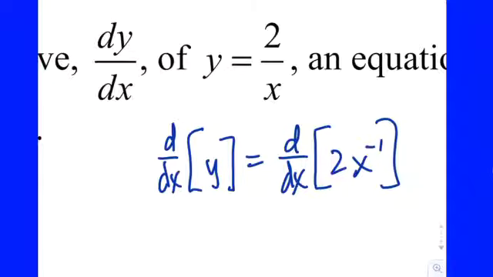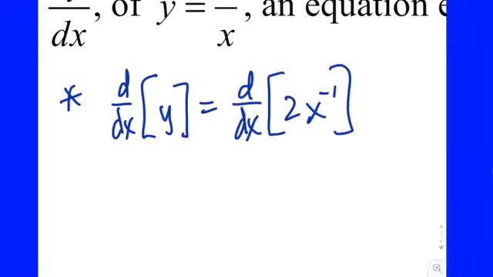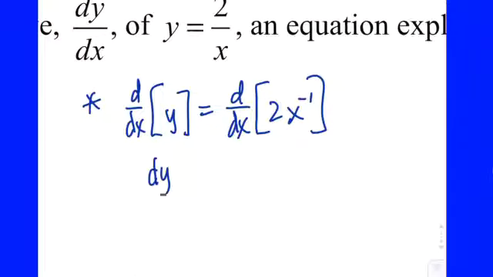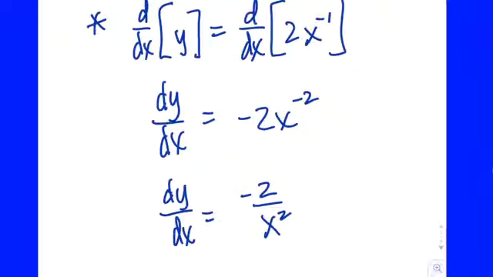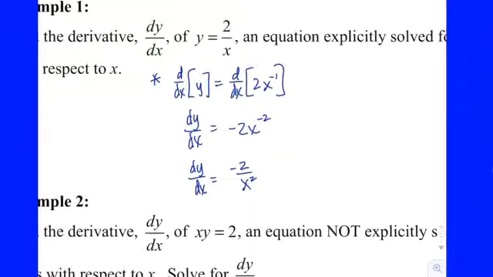So that's what we've been doing. We haven't been showing that step. The left side then, of course, goes straight to dy dx. And the right side, by the power rule, we get negative 2x to the negative second. And when we clean that up, we get dy dx equals negative 2 over x squared. And that is, in fact, the derivative function. Pretty easy, right? Good review.